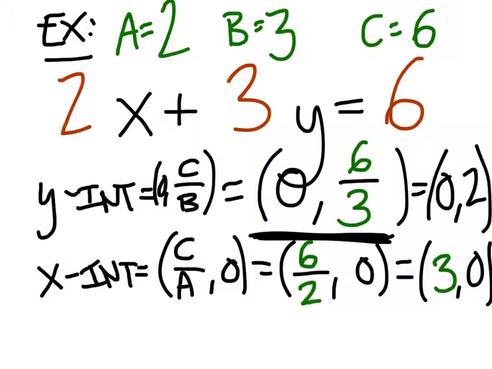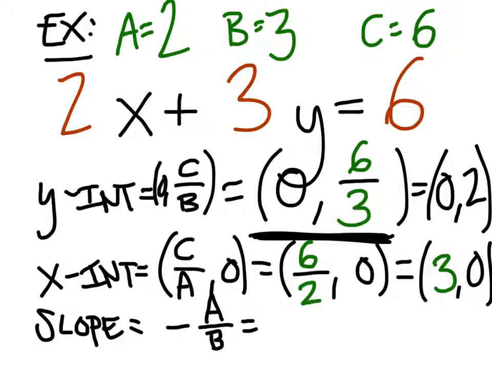And finally, if we want to find the slope, it's the negative value of A divided by B, which is equal to negative. What's the A? 2 over B, which is 3. Bam. It's done.